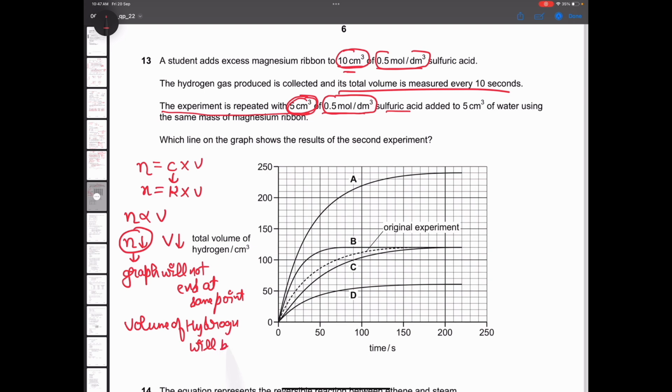See, generally what happens in rates of reaction, when you change various factors like concentration or temperature, the rate of reaction changes, but ultimately in the end, all of them meet at the same point. Let's say there is a graph like this, and the first experiment I'm doing is with high concentration, second is with low concentration. So the graphs will look like this.